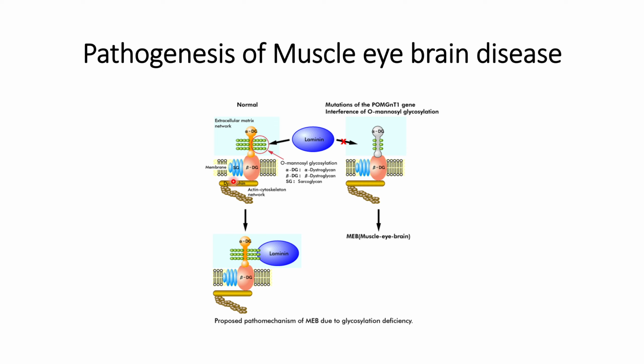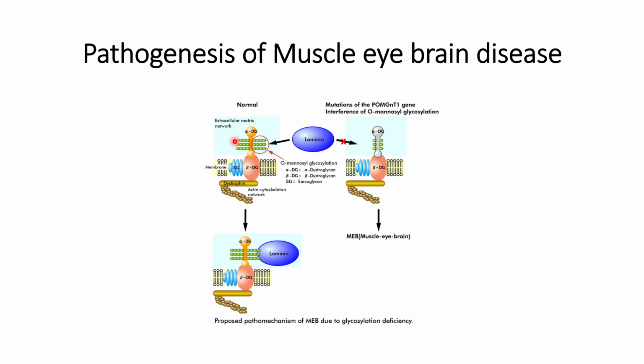So let us first understand the normal functioning of dystrophin. Dystrophin has two parts. One is alpha dystrophin, another one is beta dystrophin. Beta dystrophin is a transmembrane protein usually found on the cell membrane, and alpha dystrophin is an extracellular protein that binds to the beta dystrophin.